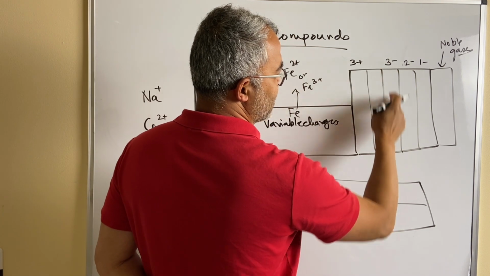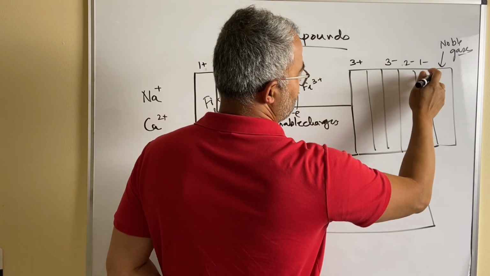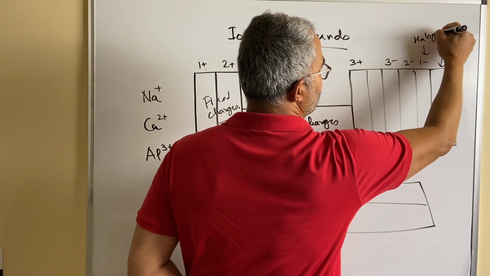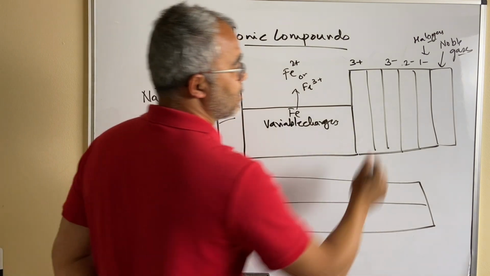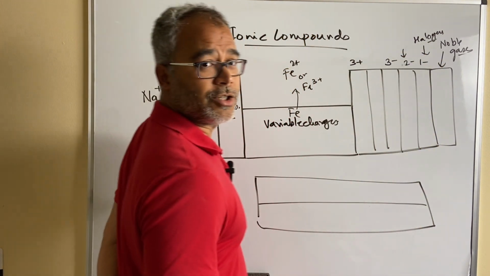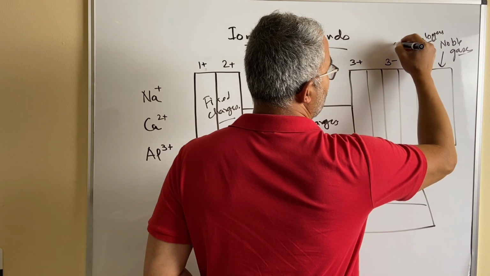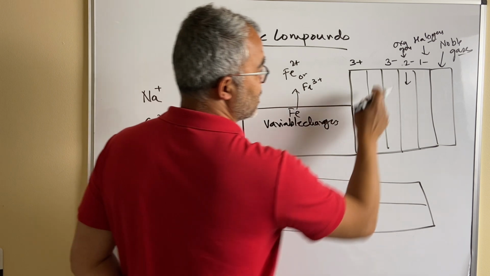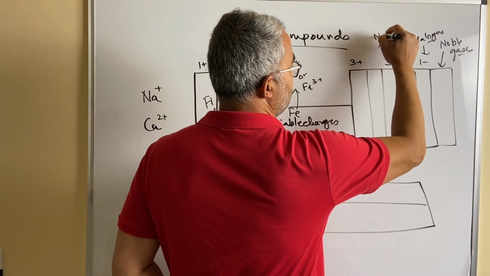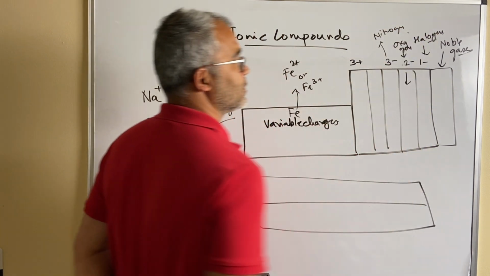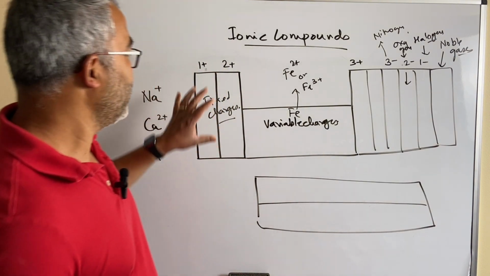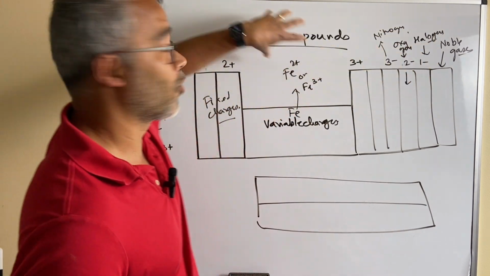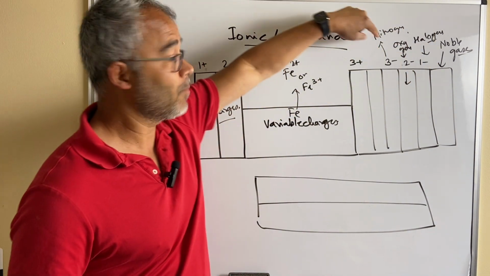So just so that you can quickly identify the groups, this group is the halogens, okay? So all the halogens would be 1 minus. Right beside the halogens, you have the oxygen group, okay? So that's all these guys, which forms 2 minus. And then right beside the oxygen, you have the nitrogen group, okay? There you go. So now typically you have the ones with fixed charges and the variable charges that will combine with these non-metals to form ionic compounds. Metal plus non-metal form ionic compounds.